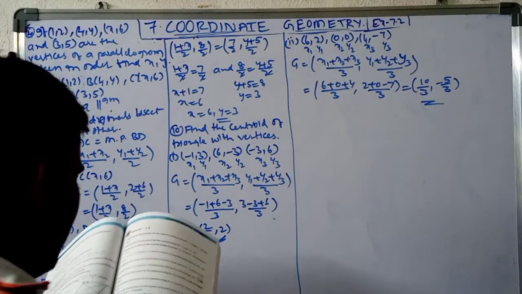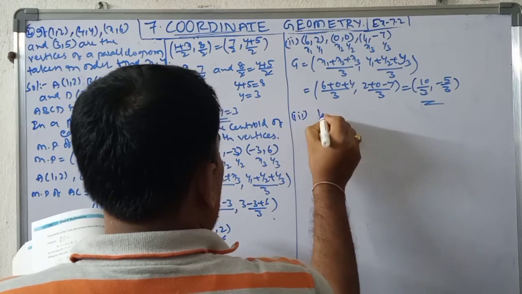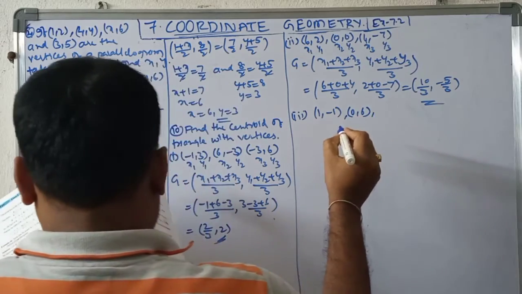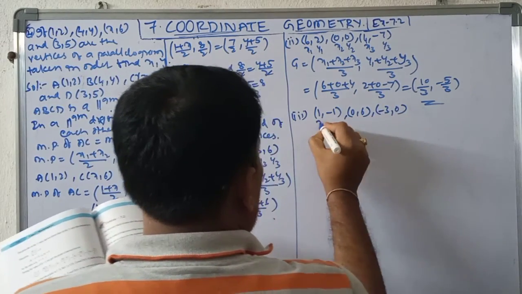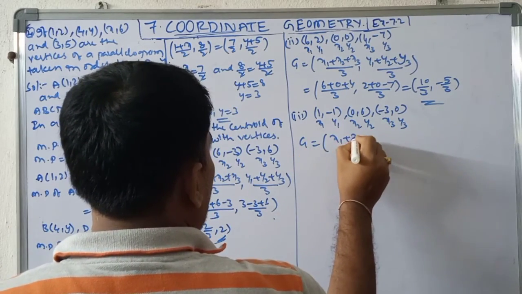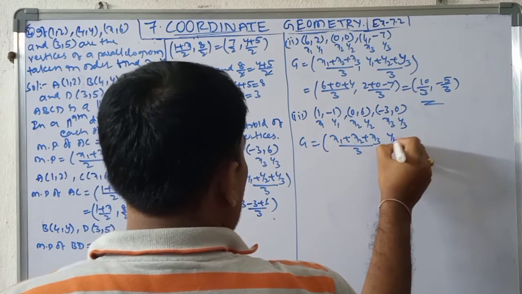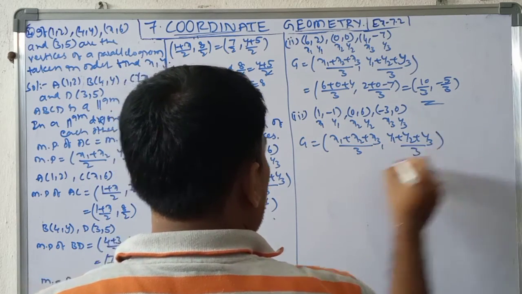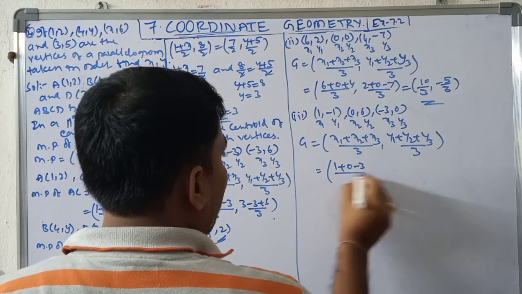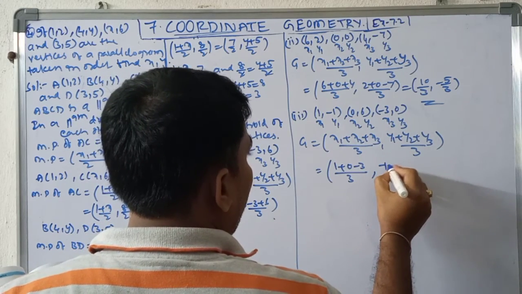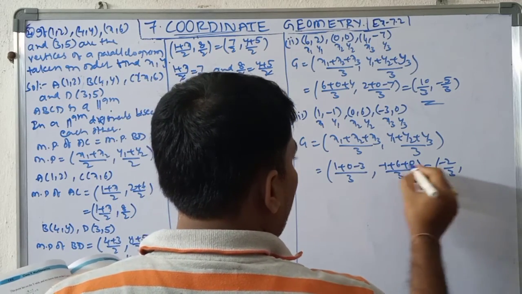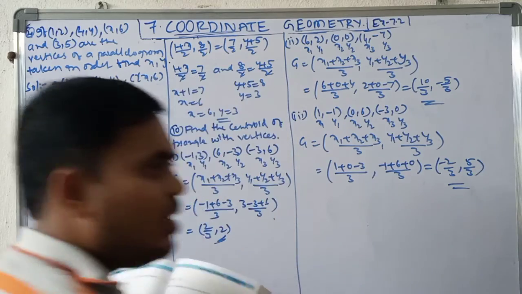Second. Next, third: 1 comma minus 1, 0 comma 6, minus 3 comma 0: x1 y1, x2 y2, x3 y3. Same formula. G equal to x1 plus x2 plus x3 by 3, y1 plus y2 plus y3 by 3. Now I will write x1 1, x2 0, x3 minus 3 by 3, y1 minus 1, y2 6, y3 0 by 3. Overall 1 minus 3, minus 2 by 3, comma minus 1 plus 6, 5 by 3. So this is the required solution.